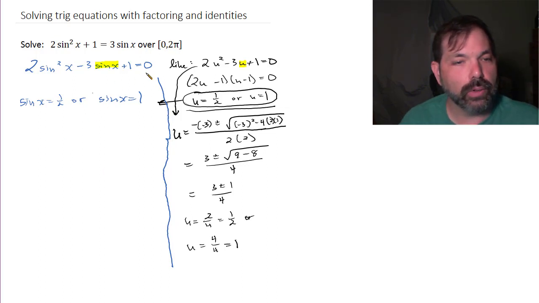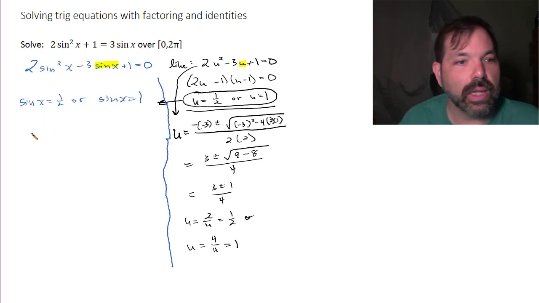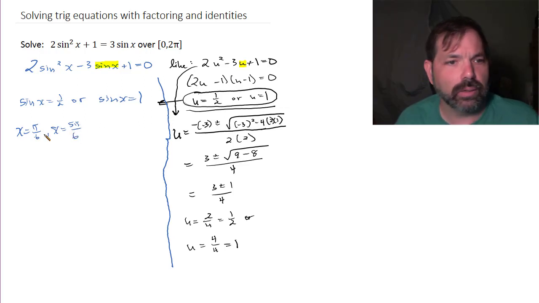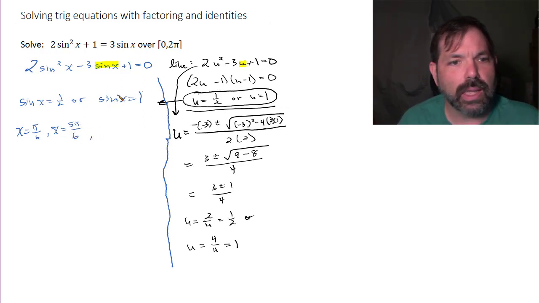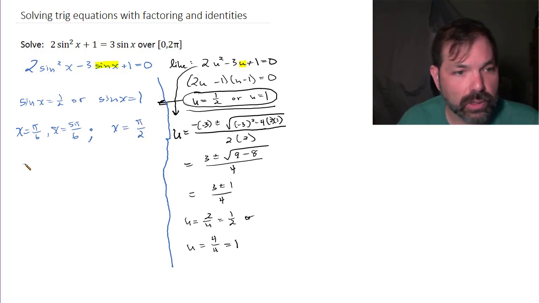Alright, so then over 0 to 2 pi, if sine x is 1/2, well, we've seen this situation before. If sine x is 1/2, then x is pi over 6, or x is 5 pi over 6, just using reference angles and the unit circle. Sine x is 1, where the y coordinate is 1, that would mean x is pi over 2. So over 0 to 2 pi, there are actually 3 solutions to this equation, and I'm just going to put them in numerical order: pi over 6, pi over 2, 5 pi over 6.